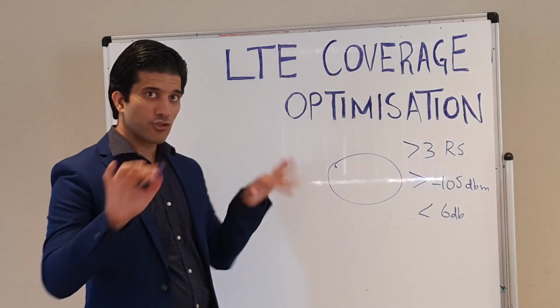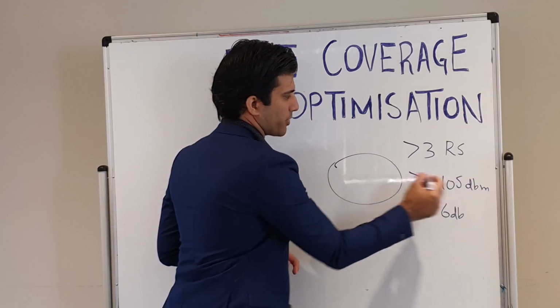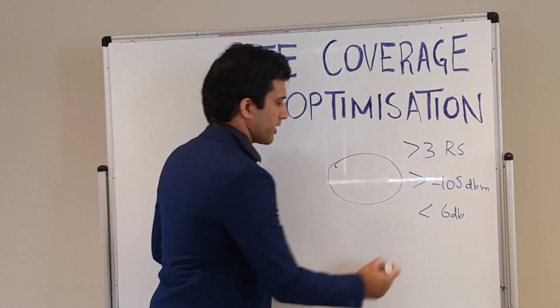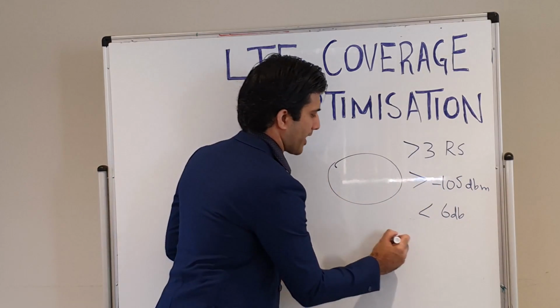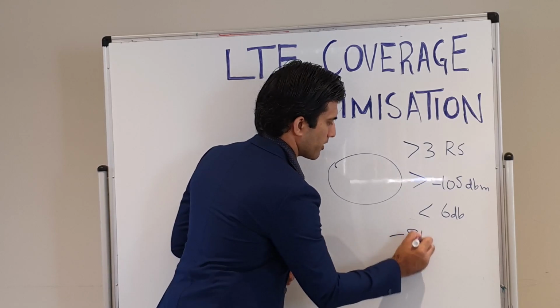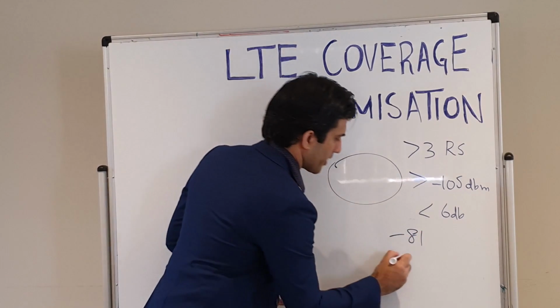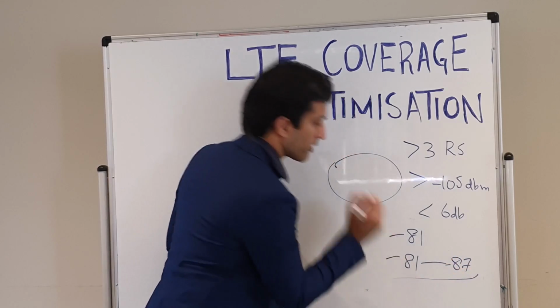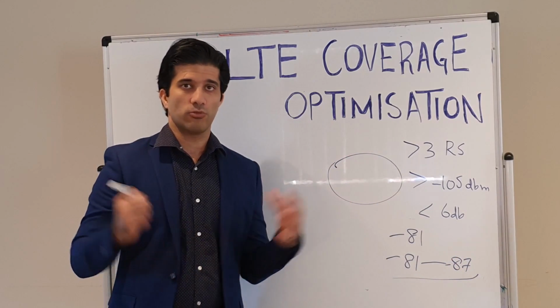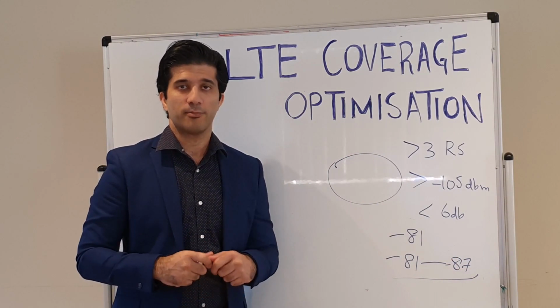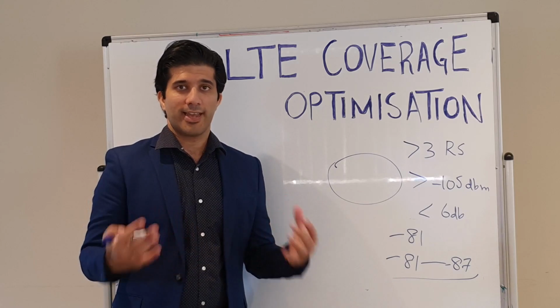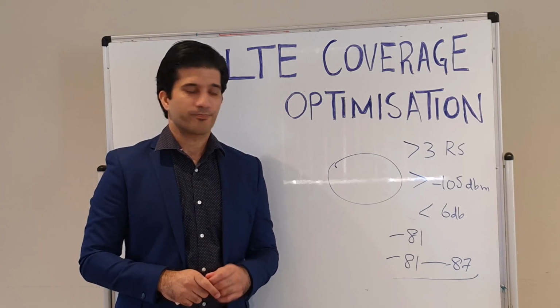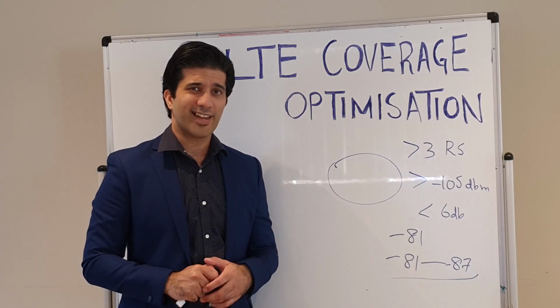So within a range of 6 dB, for example, if we have the strongest signal at -81, so from -81 to -87, we have 3 reference signals. This will result in pilot pollution and will in the end result in downlink interference. So how to control these factors?